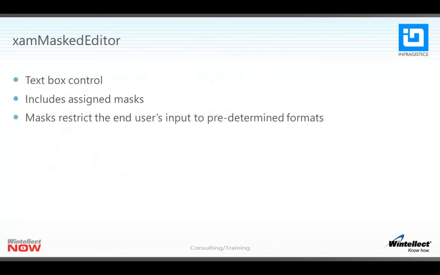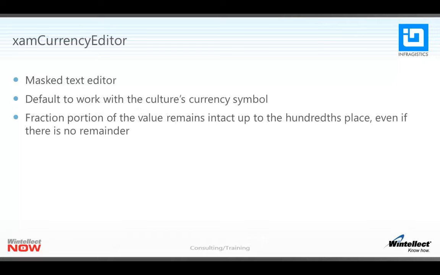The XAMPP Mask Editor is a simple text box control which works with an assigned mask. Masks can restrict the end user's input to valid text formats that are predetermined. XAMPP Currency Editor is also a masked text editor. Its default mask is set to work with the culture's currency symbol. You can also ensure that the fraction portion of the value remains intact up to the hundredths place, even if there is no remainder.